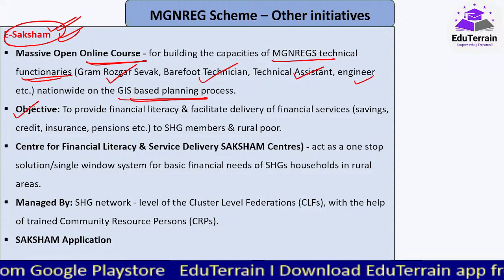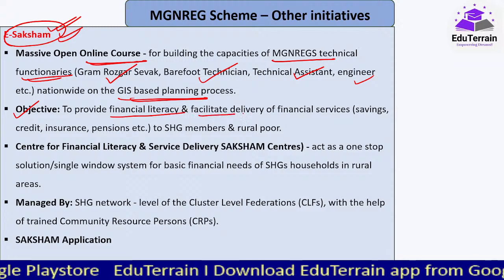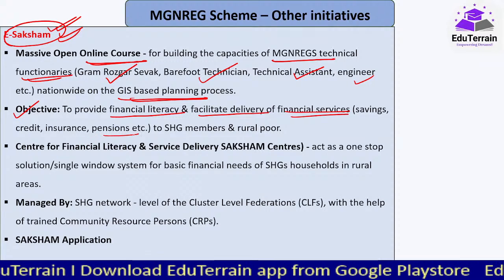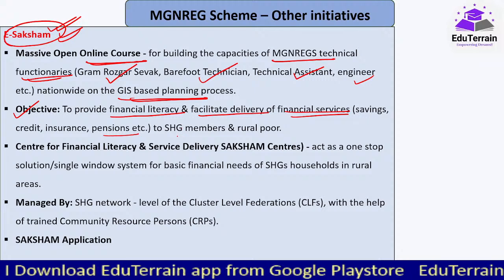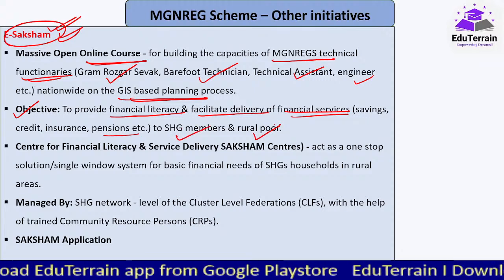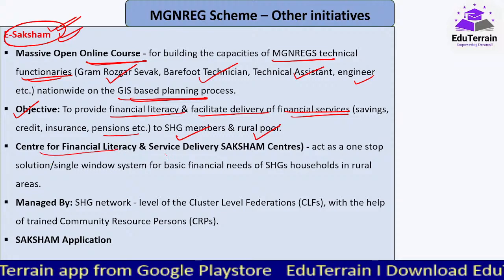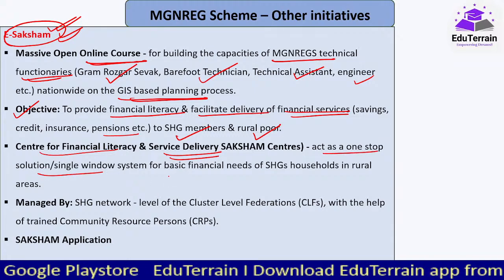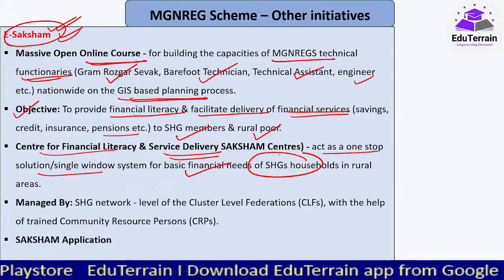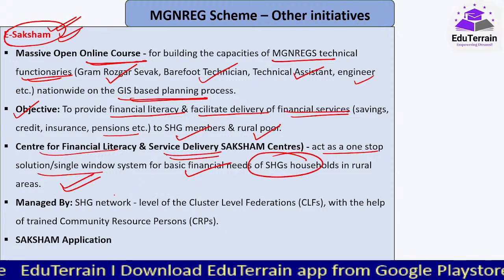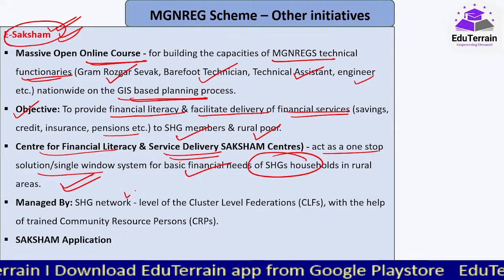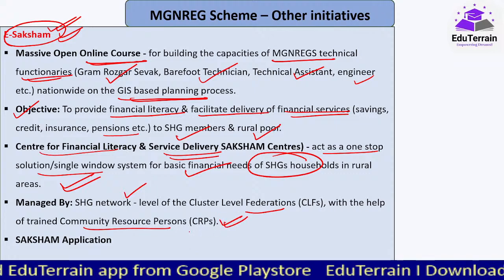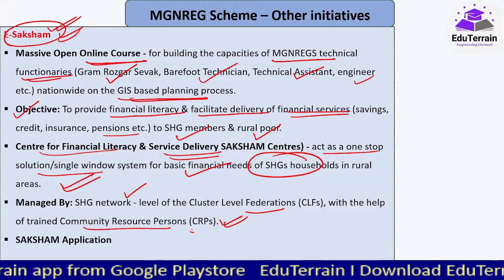Okay. Objective, this is to provide financial literacy and facilitate delivery of financial services like savings, credit, insurance, pension, all these through this particular program to SHG members and the rural poor. And Saksham centers, that is Center for Financial Literacy and Service Delivery Saksham centers, they are the ones who act as one-stop solution or single window system for basic financial needs of SHG households in rural areas. This entire program is being managed by the SHG network itself at the cluster level with the help of trained community resource persons. Again, who are the ones that are providing training for these people.